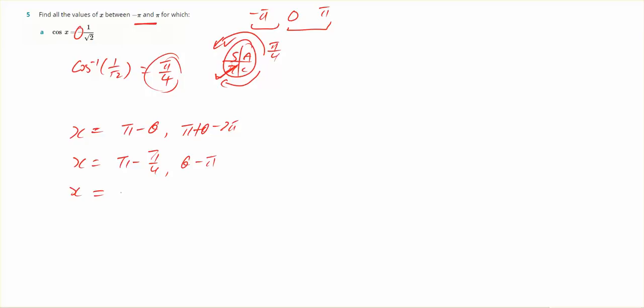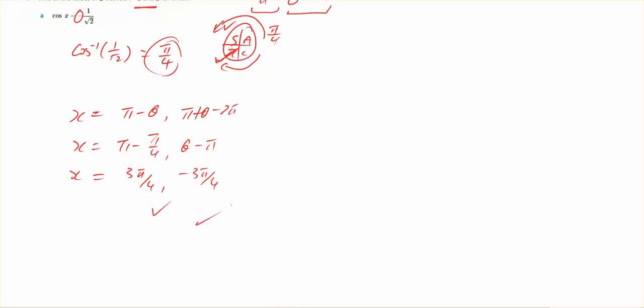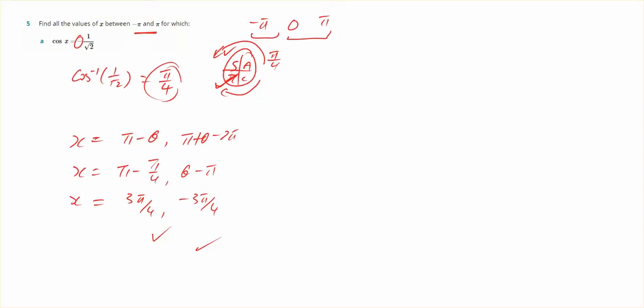So my solutions would be 3 pi over 4 and, since our theta is pi over 4, negative 3 pi over 4. And these solutions lie within our domain between negative pi and pi.